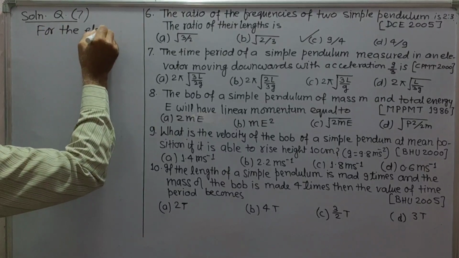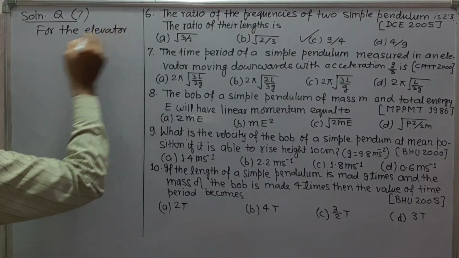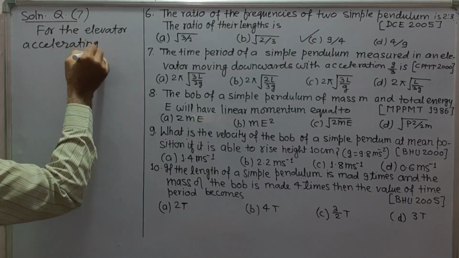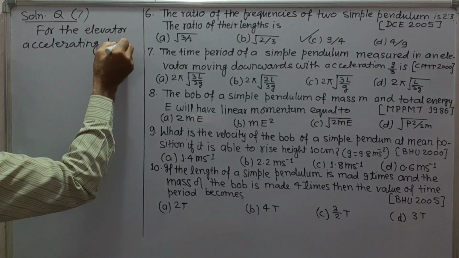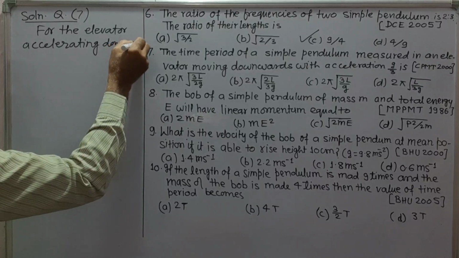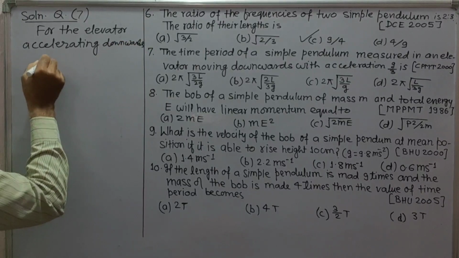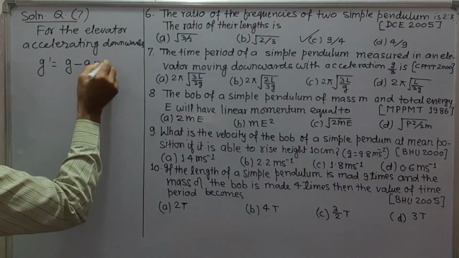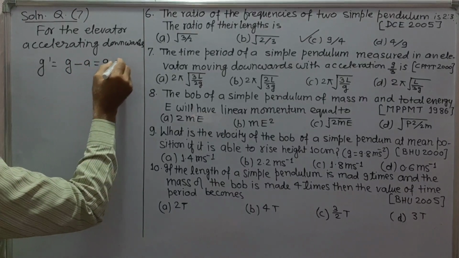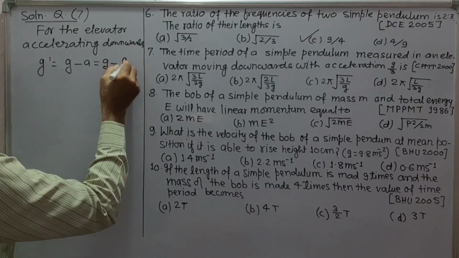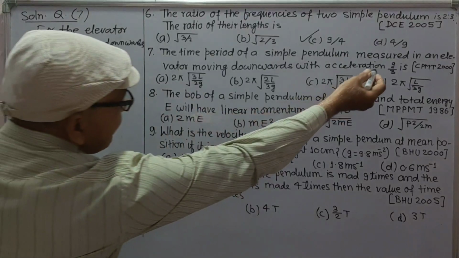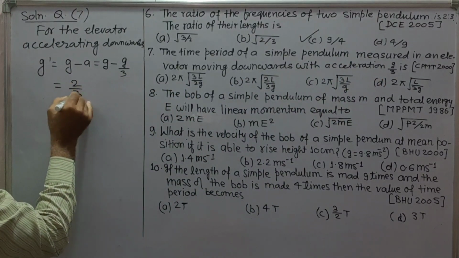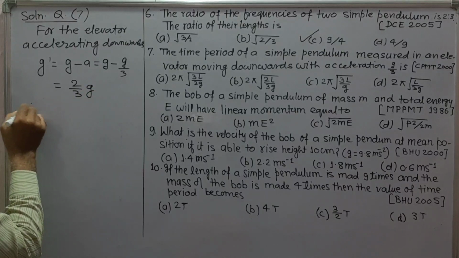For the elevator accelerating downwards, G dash will be equal to G minus A, which is G minus G by 3. So it gives 2 by 3 G.